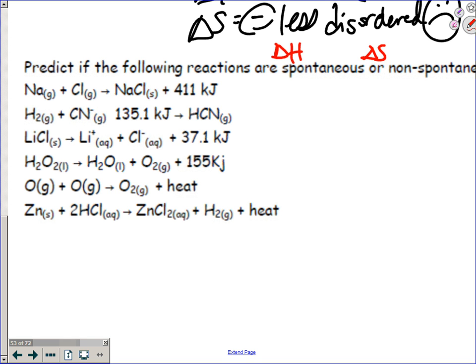Okay. So first off, I need to determine the delta H and delta S for each of these reactions. And so, which conditions will make it a spontaneous reaction? Delta H will be what? Negative. Delta S will be positive, okay, which will make it spontaneous. Opposite, right? So delta H will be positive, delta S will be negative.